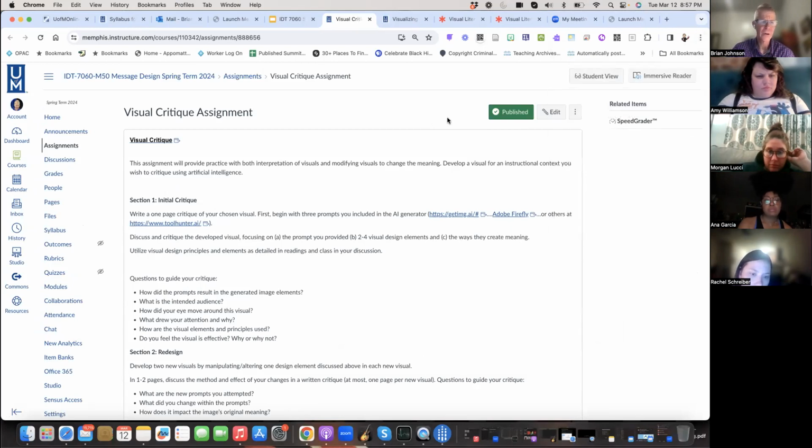In this assignment, there are 2 parts. You're going to do an initial critique, and you're going to be using generative AI to create an image for an instructional context. Does everybody know what instructional context means, or do you need a couple examples? Or okay.